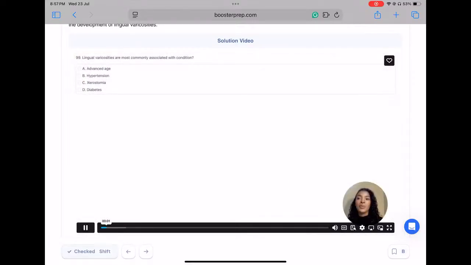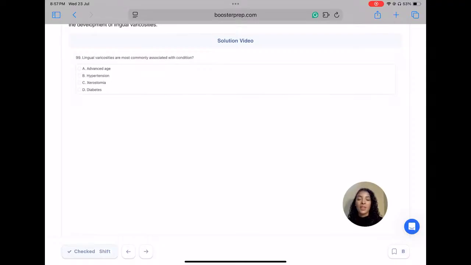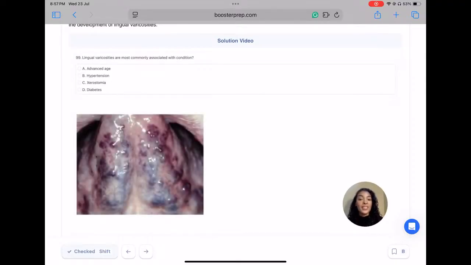Question 99 reads, lingual varicosities are most commonly associated with what condition? So lingual varicosities are also known as caviar tongue, and a varicosity is a condition that indicates an enlarged vein, artery, or lymph vessel. So in the mouth, they're seen just like this image. They're purple, red, and under the tongue or on the floor of the mouth, where the mucosal surface is thin and translucent.